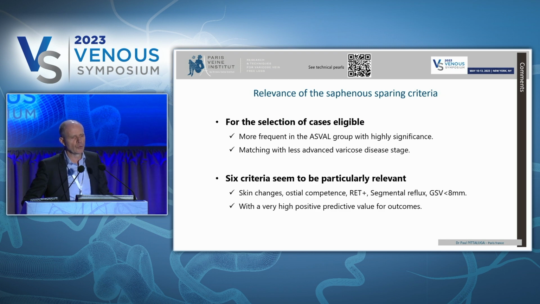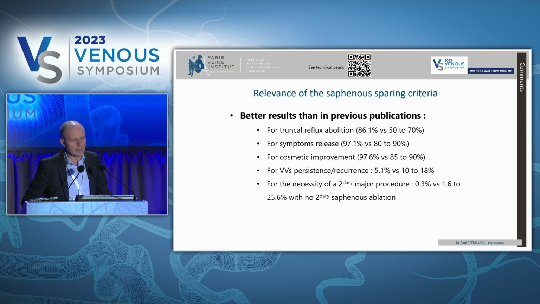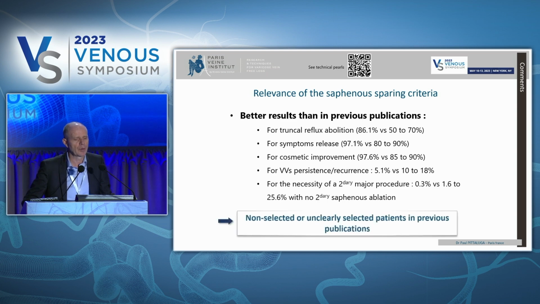So looking at this result, we can say that the saphenous sparing criteria were relevant for the selection of eligible cases, more frequent in the ASVAL group with highly significant matching with less advanced varicose disease stage, with 6 criteria that seem to be particularly relevant with very high positive predictive value for good outcomes. We also observed that we get better results than in previous publications of isolated micro-phlebectomy for all outcomes, and it is probably explained by the fact that the patients were not selected or unclearly selected in previous publications, including ours.